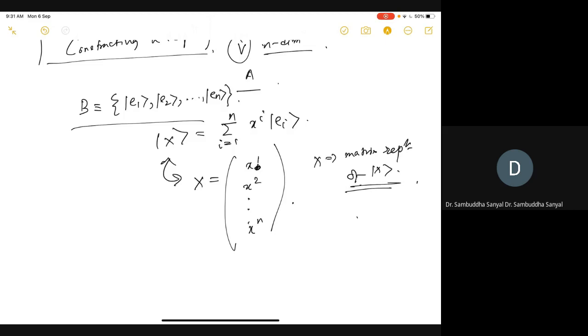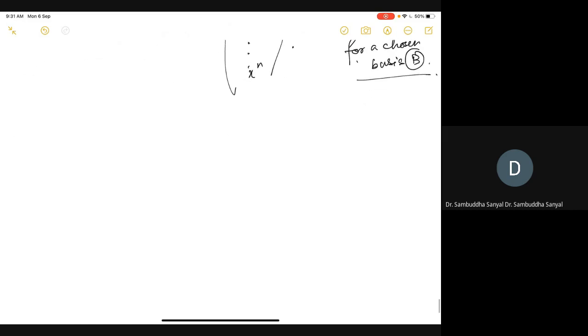Now there is also another factor here, because these numbers xi depend on the choice of the basis. So it's for a chosen basis B. Now this B can be something else, some B prime. Then your X representation will change. So the representation depends on the choice of basis. It's not unique.